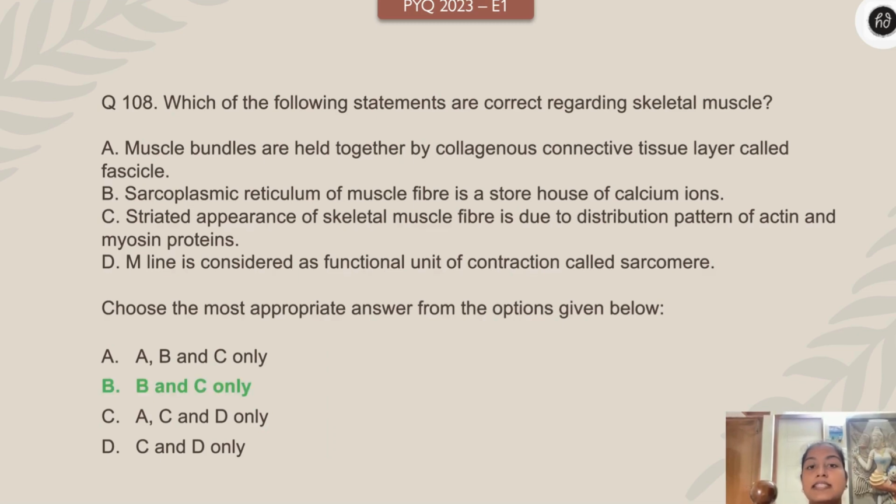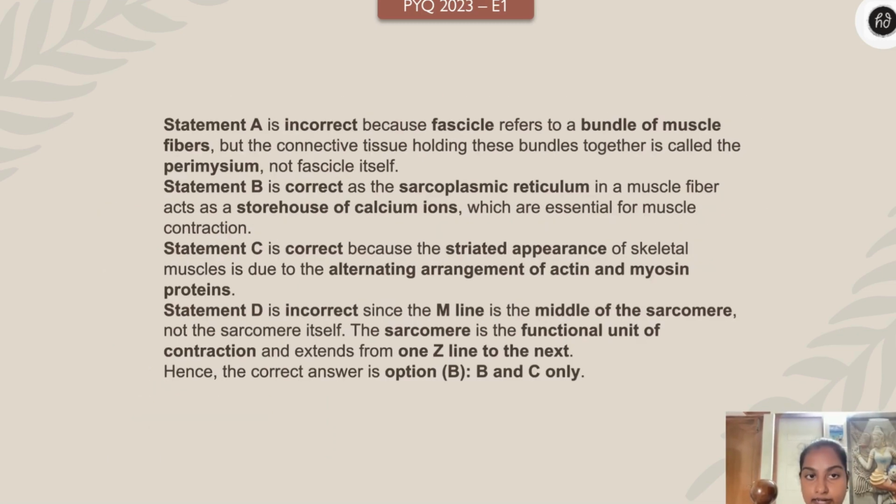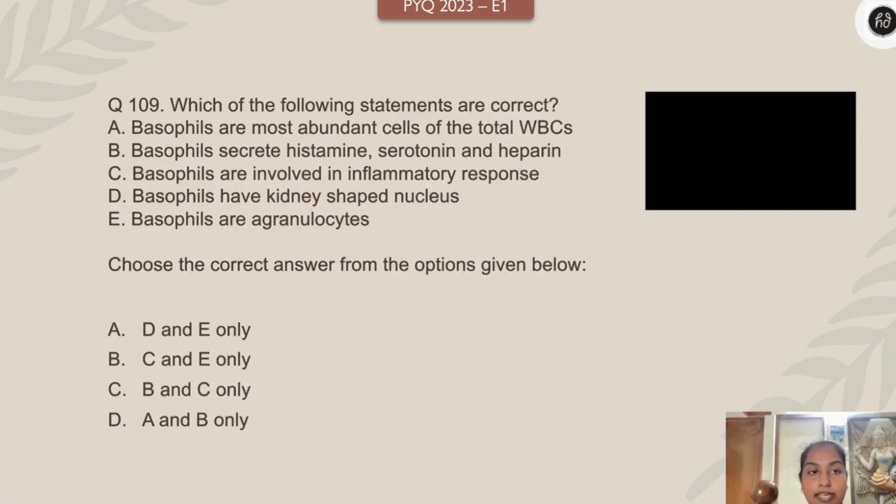And the answer is B and C only are correct regarding the skeletal muscle. Why are the other ones incorrect? Statement A, if you see, the fascicle refers to a bundle of muscle fibers, but the connective tissue holding these bundles is called perimysium, not fascicle itself. And D is incorrect because M line is the middle of the sarcomere, not the sarcomere itself. The sarcomere is the functional unit of contraction and extends from one Z line to the next.